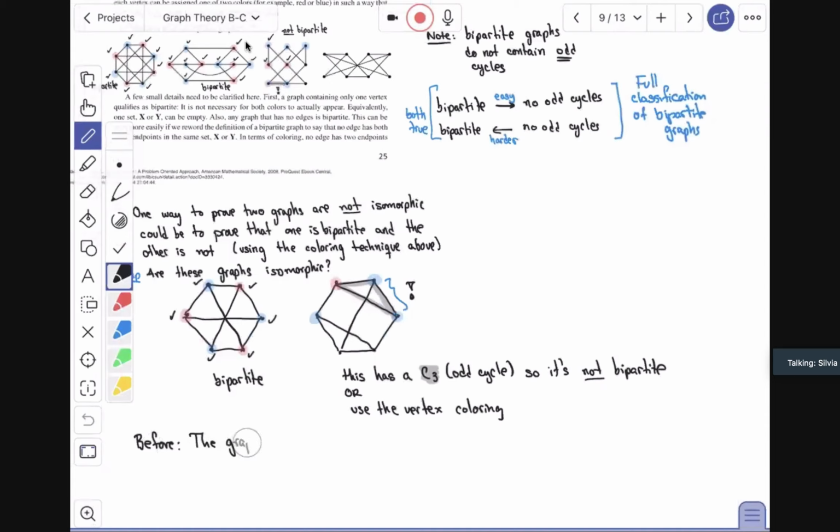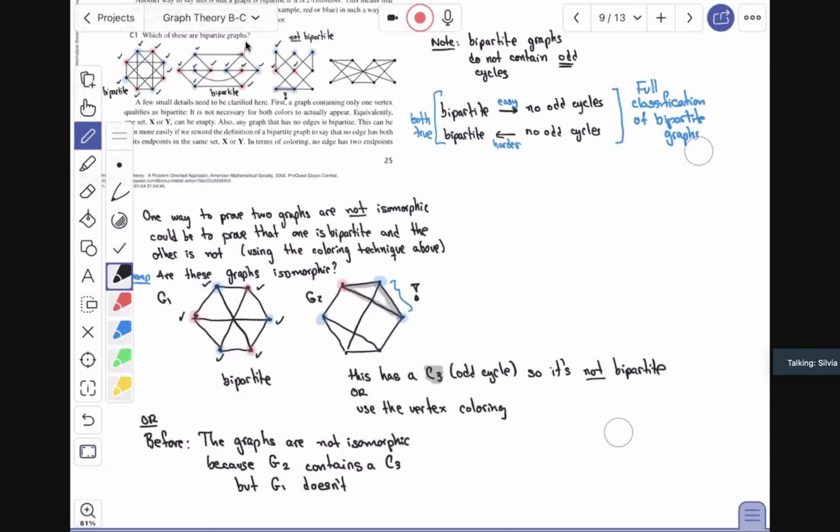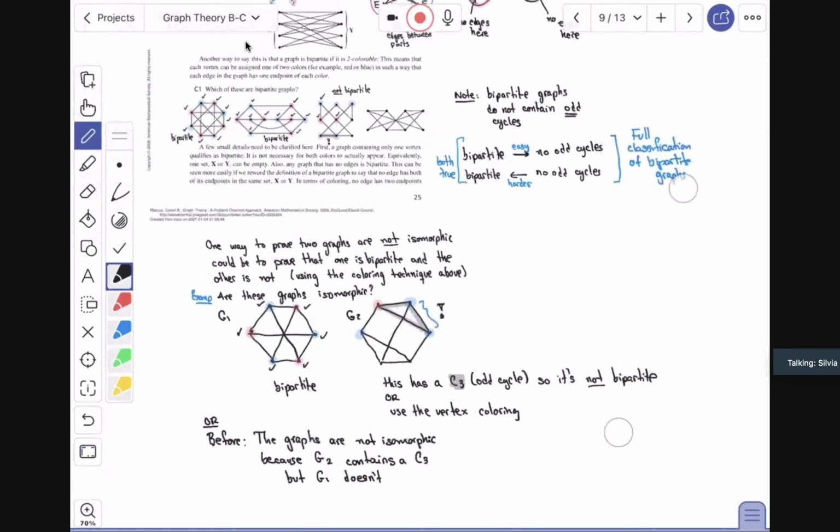The graphs are not isomorphic because when you compare G1 and G2, G2 contains a C3, but G1 doesn't. Correct? So, for this one, it was super clear that there was that C3.